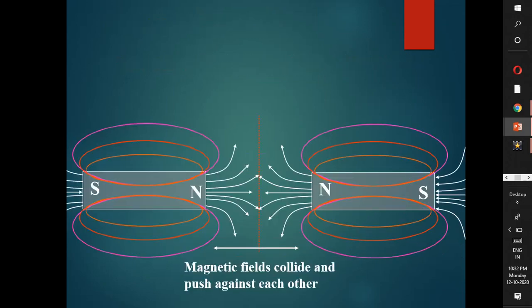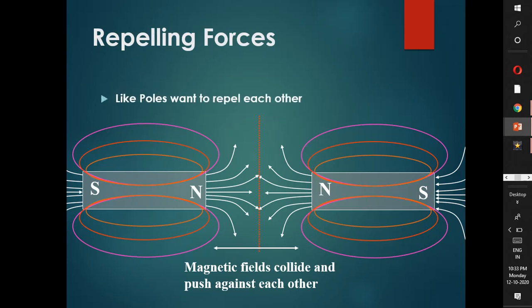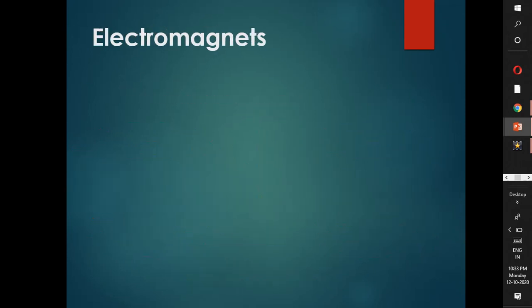Now see here the basic difference. The magnetic fields collide and push against each other when two same poles meet. Like poles repel each other.